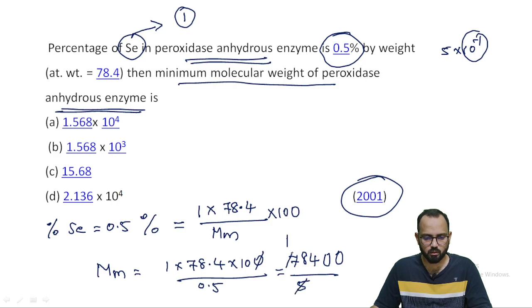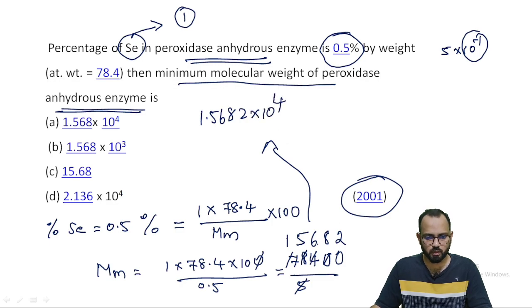Let's take a look: 1, then 2 remaining 28, 5, then 3, 34, 6, 8, then 2. So it's going to be 1 2 3 4. So I can write the final answer as 1.5682 into 10 power 4, right? Look at that, this can be written as 1.5682 into 10 power 4.